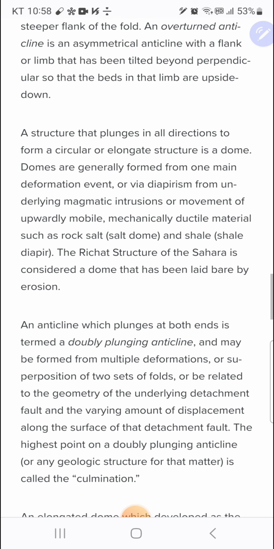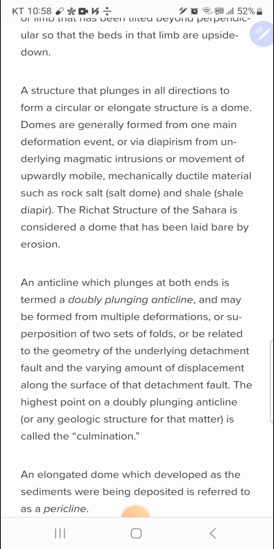Domes are generally formed from one main deformation event or via diapirism, from underlying magmatic intrusions or movement of upwardly mobile, mechanically ductile material such as rock salt, as in a salt dome, and shale diapirs. The Richat structure of the Sahara is considered a dome that has been laid bare by erosion.